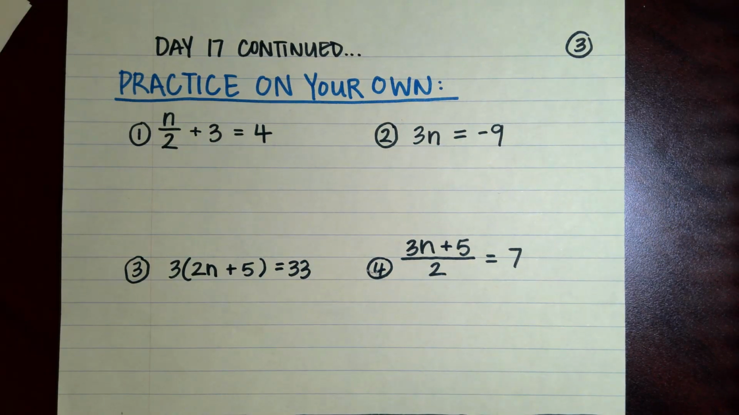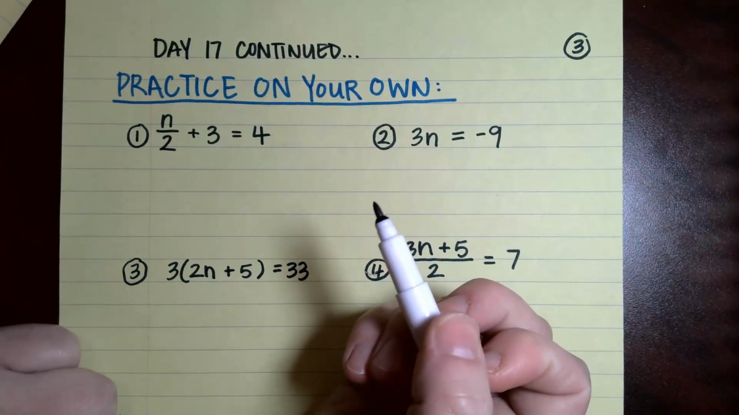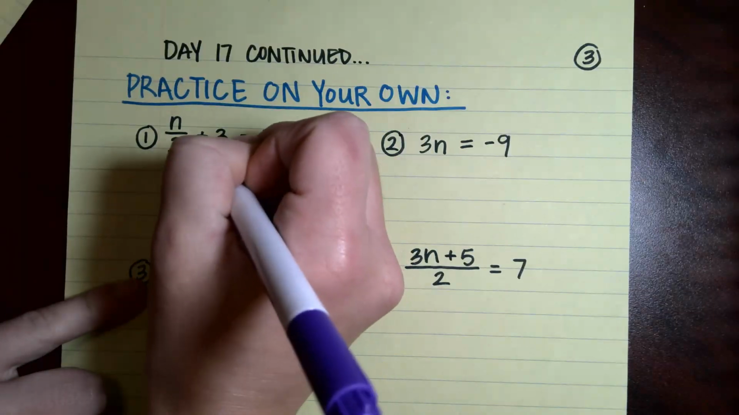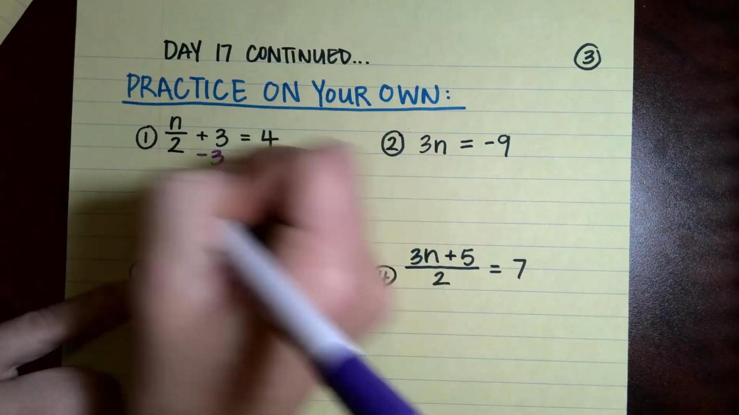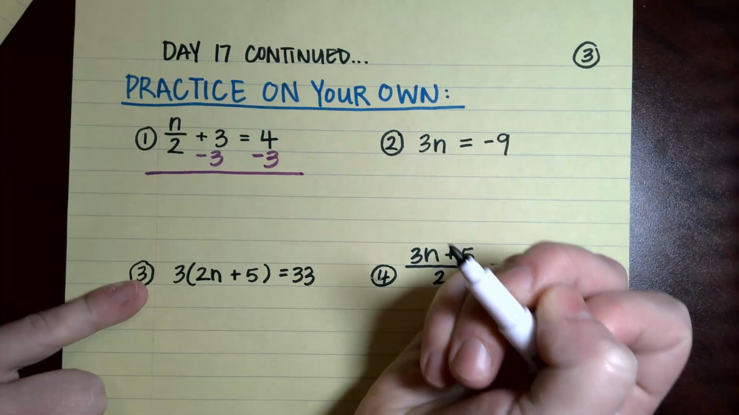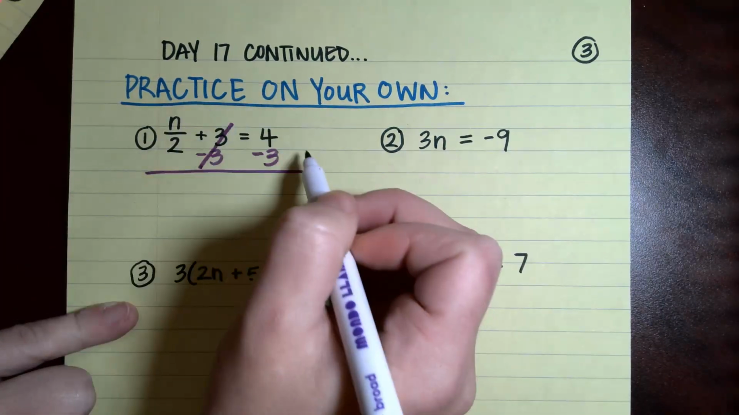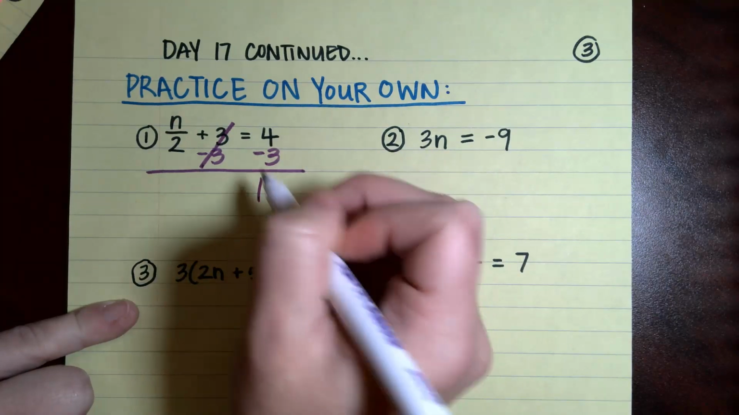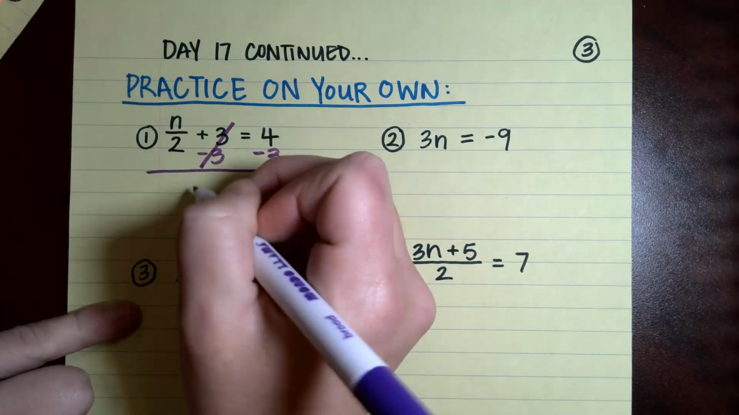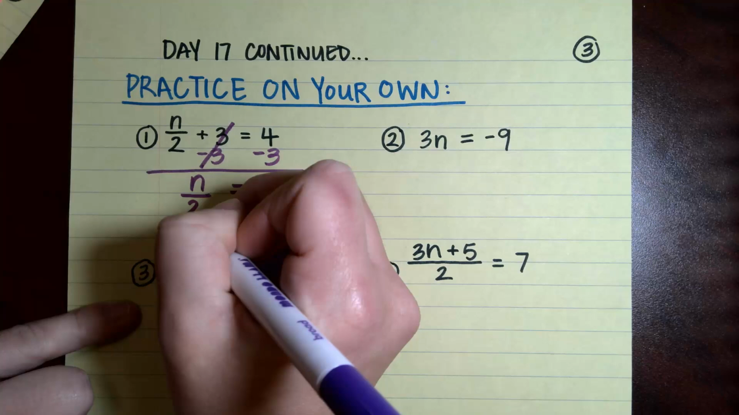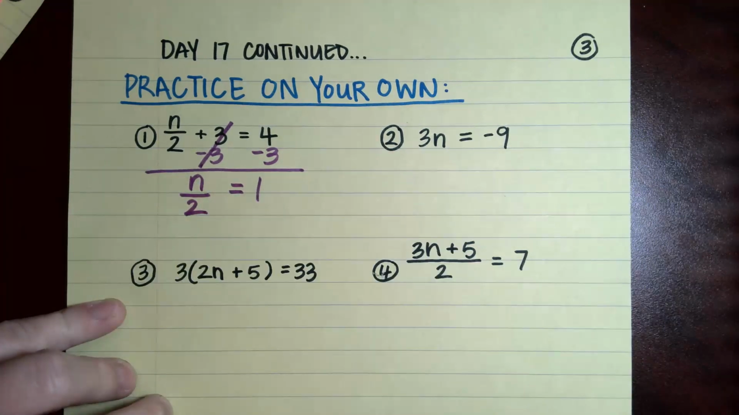All right, number 1, we have n divided by 2 plus 3 equals 4. What's our first step? Minus 3 to both sides. Good. Yep, my 3's are going to cancel. Yep, 4 minus 3 is 1. Bring everything down. Now I have just n divided by 2 equals 1.